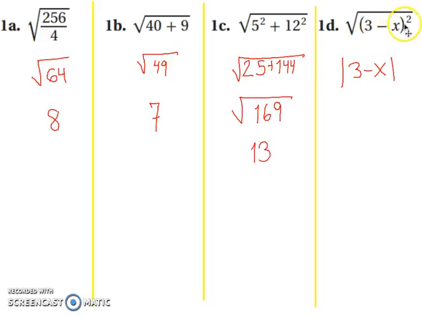For D, this clump here is being squared. So since it's being squared all together, we end up being able to cross off the 2 and our square root because they are opposites of each other. So we're left with the absolute value of 3 minus x.